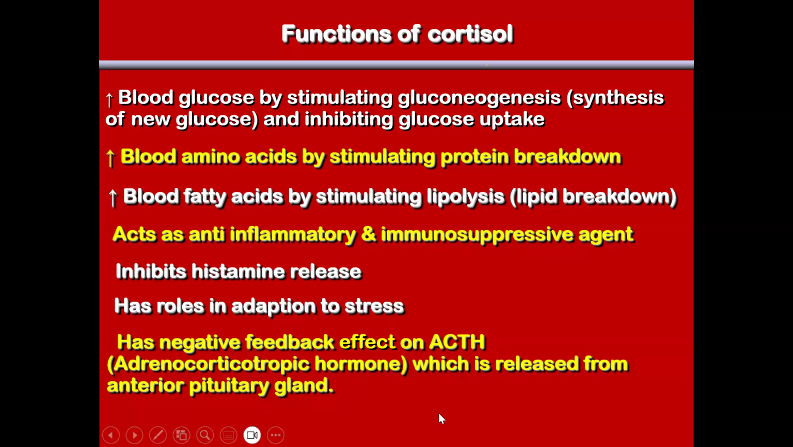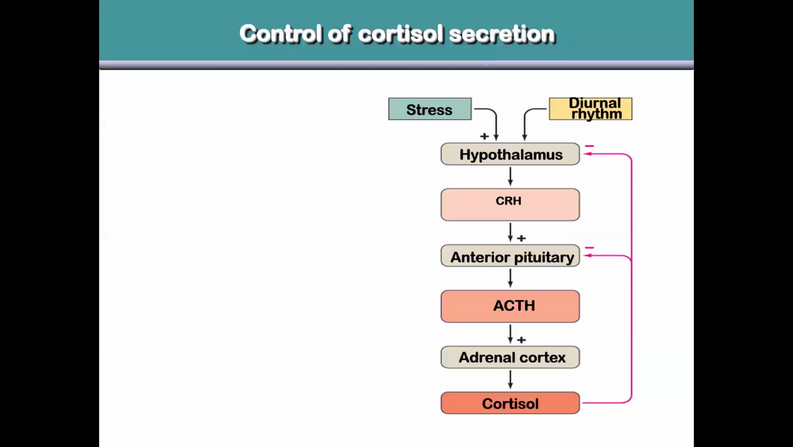So these are the functions of cortisol: it increases blood glucose, it causes protein breakdown, it causes lipid breakdown, it suppresses immunity, it has anti-inflammatory effects, it inhibits histamine release, and it helps us to fight against stress. And if cortisol levels increase, this will inhibit the release of ACTH from the anterior pituitary. So this is how cortisol secretion is controlled in our body.